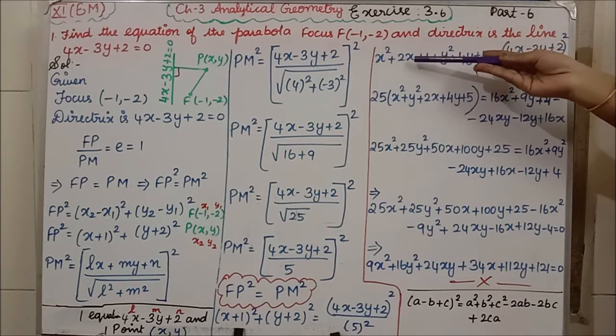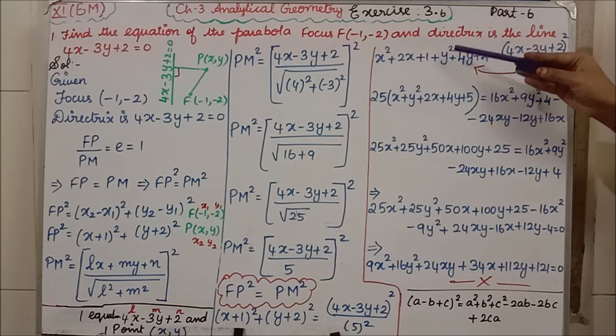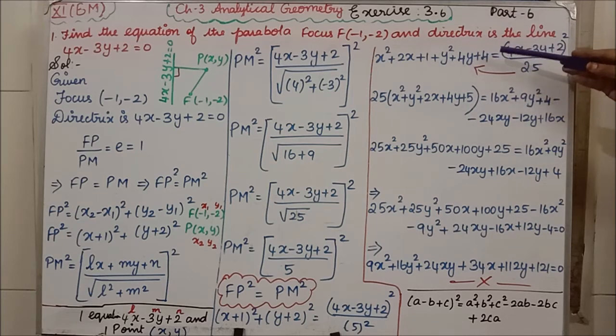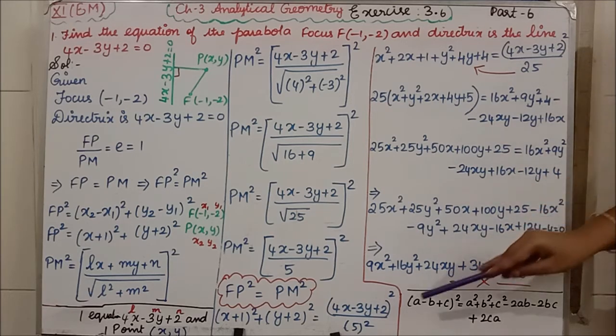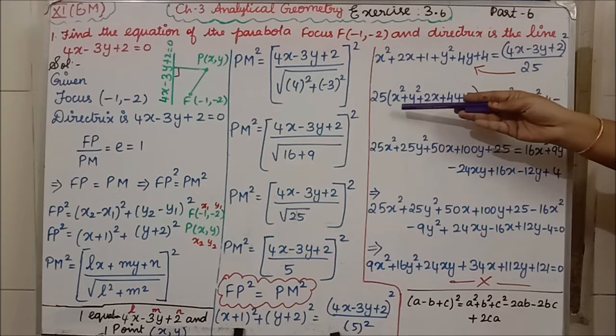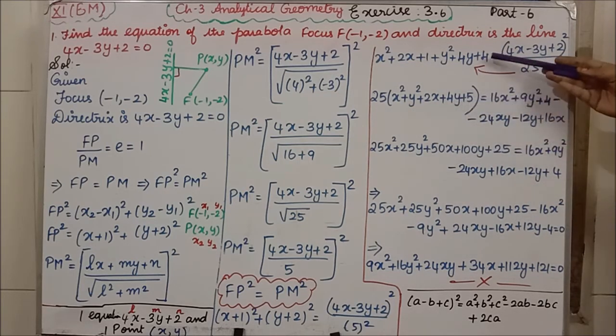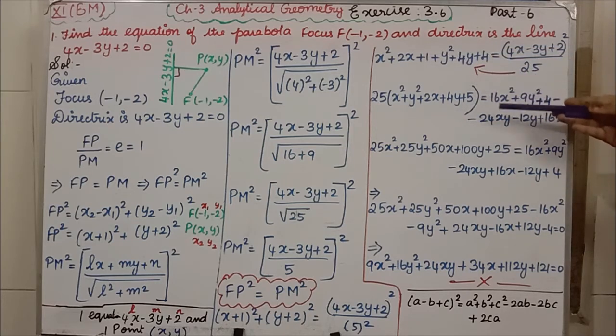Next step, if you see, x plus 1 the whole square means what formula it will come? A square plus 2ab plus b square. Similarly, y plus 2 the whole square means what? A square plus 2ab plus b square, is equal to 4x minus 3y plus 2 the whole square divided by 5 square, which is what? 25. The next step I am doing the cross multiplication. This denominator 25 we have, so I am doing the cross multiplication. Clear? 25 into x square, first I am writing y square plus 2x plus 4y, 4 plus 1 is 5, is equal to.